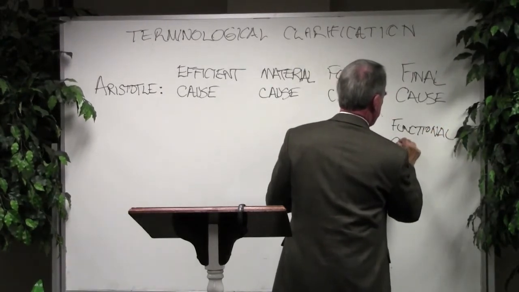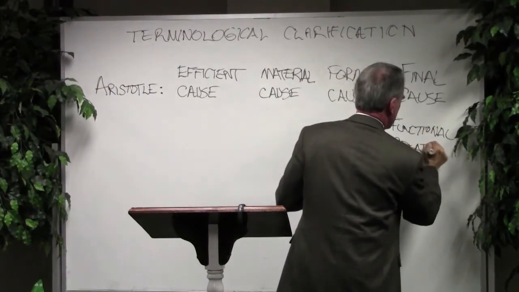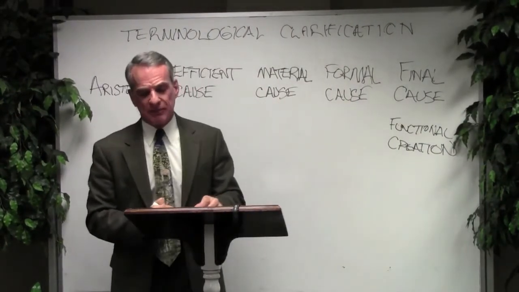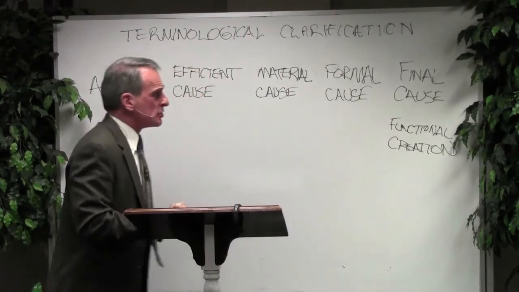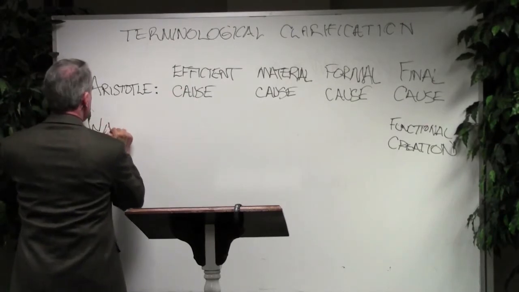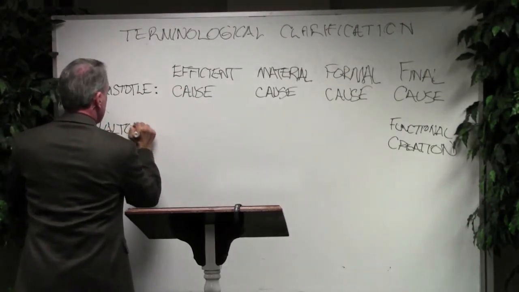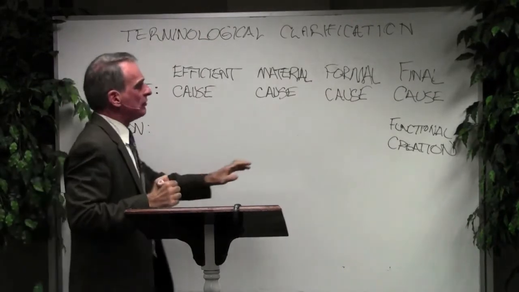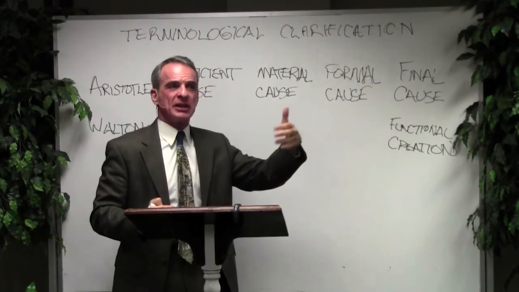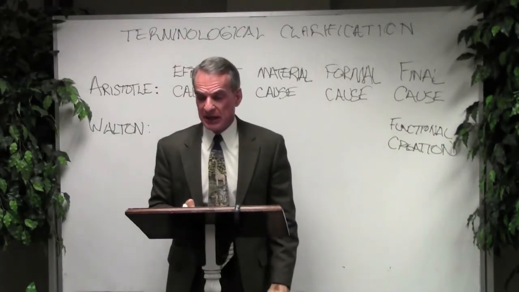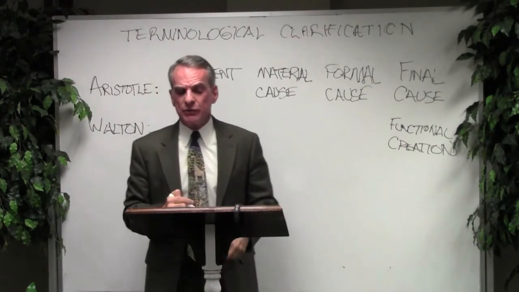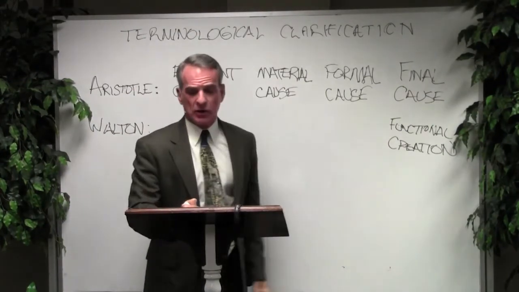Functional creation specifies the end, the purpose, or the telos for which something is created. So Walton will say that functional creation is teleological in nature. He explicitly identifies functional creation with specifying the teleology, the end for which something exists or is made, the purpose it serves. That would be final causation. So that would be functional creation, final causality.